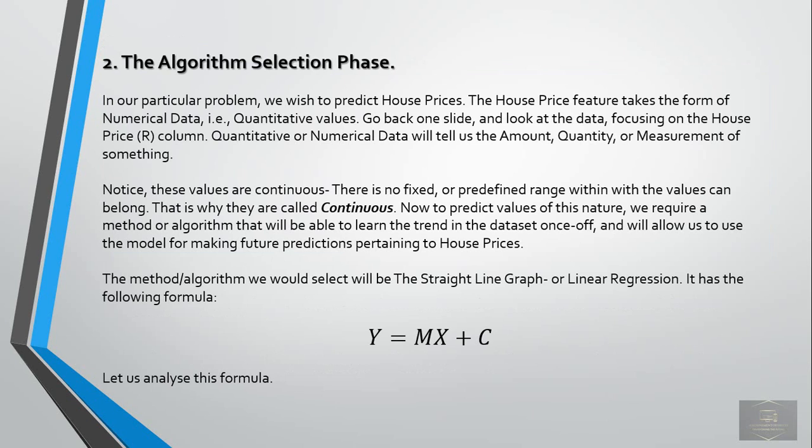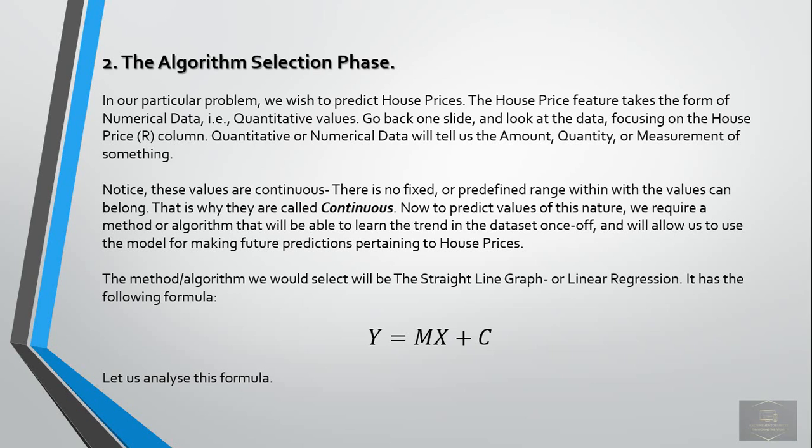Number 2. The algorithm selection phase. In our particular problem, we wish to predict house prices. The house price feature takes the form of numerical data, that is, quantitative values. Go back one slide and look at the data focusing on the house price column. Quantitative or numerical data will tell us the amount, quantity, or measurement of something.